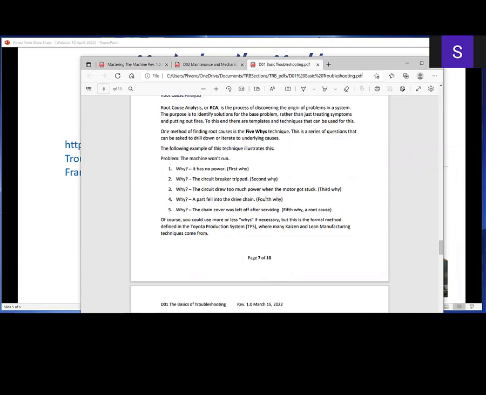So sometimes you have less or more of these causes, right? You may only have 3 whys or you may have 7 whys. But this is part of the Japanese Kaizen methodology of improving machinery. It comes from the Toyota production system. So I kind of put that in the technical troubleshooting section of the book.